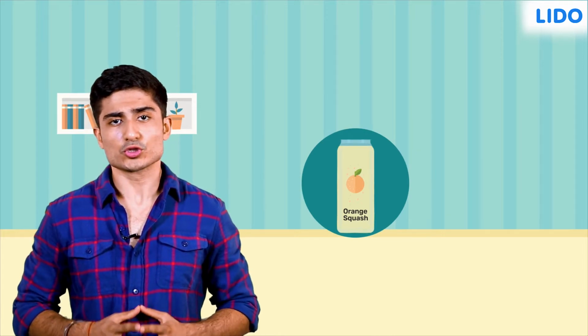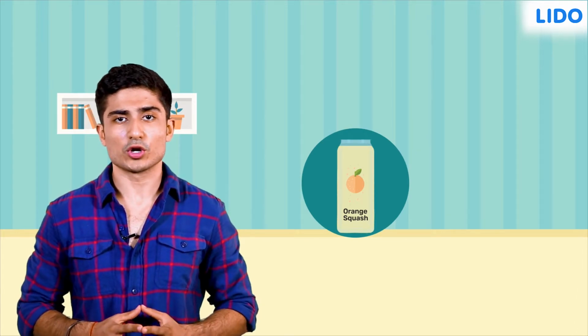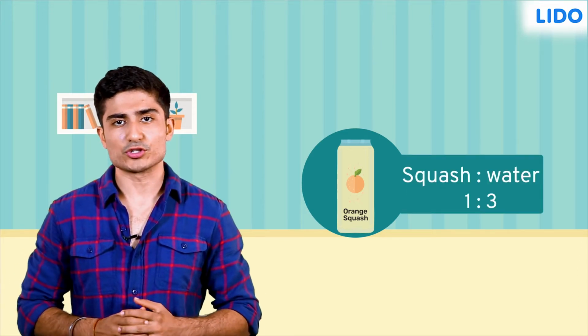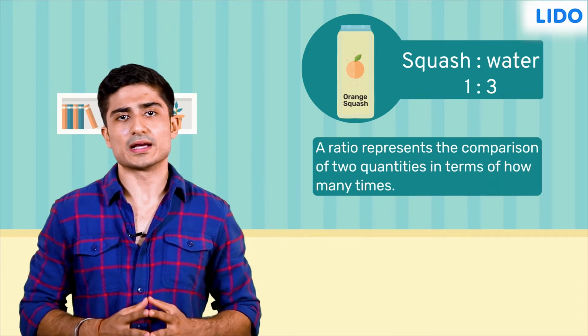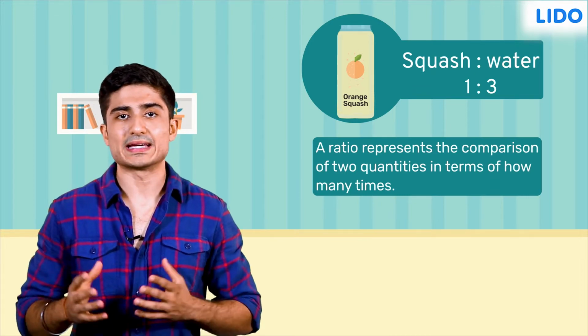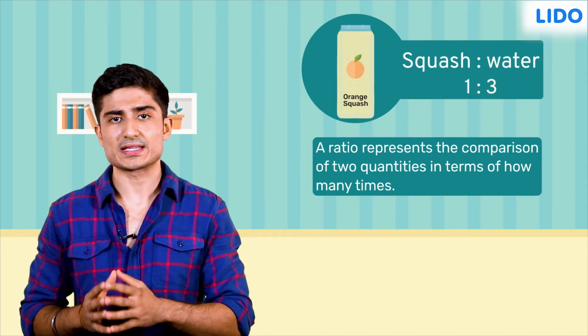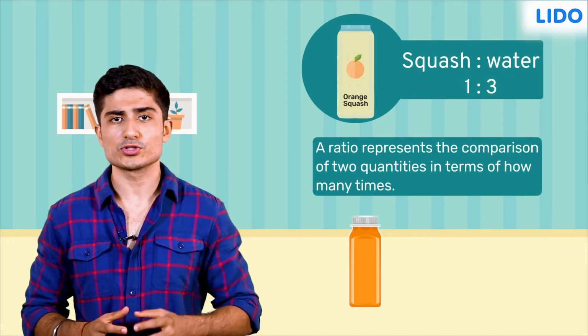Here's a bottle of orange juice squash which reads mix orange squash and water in the ratio 1:3. What do we mean by ratio? A ratio represents the comparison of two quantities in terms of how many times. So the ratio of squash to water is 1:3 suggests that for every one part of squash used, we should use 3 parts of water.